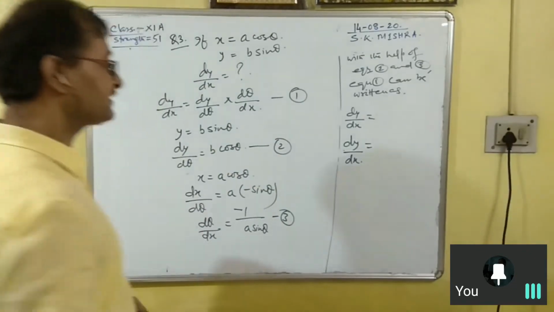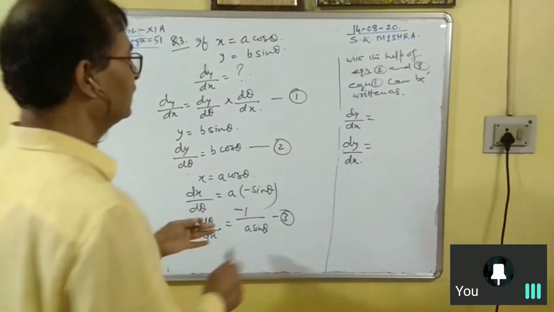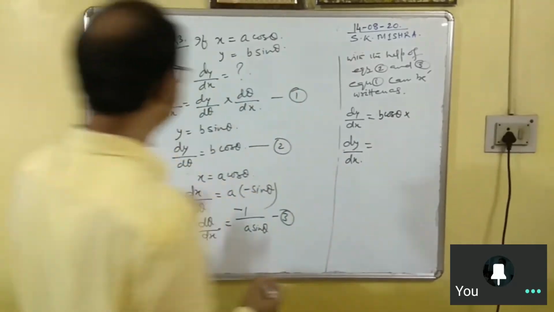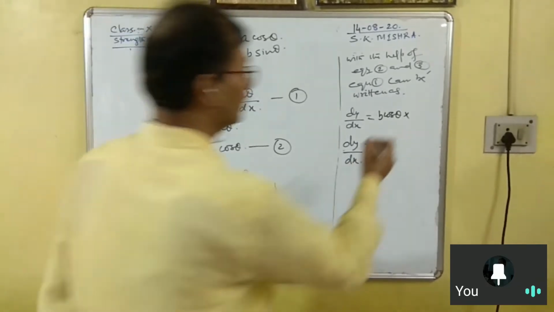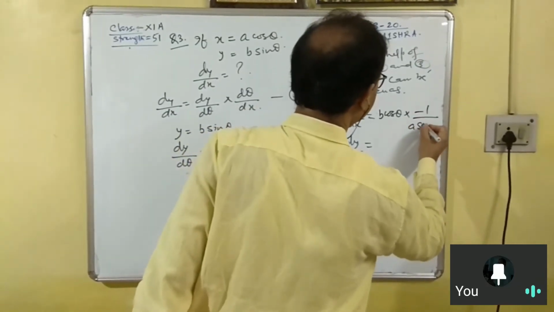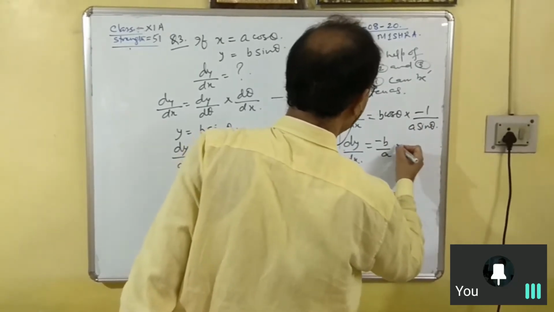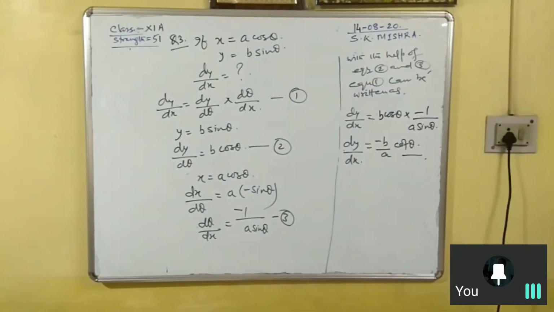Okay. Then what is dy by dx? Using equation 1, dy by d theta. dy by d theta is b cos theta. So let me write b cos theta, and then into d theta by dx. d theta by dx is minus 1 by a sin theta. So this is minus b by a. Cos theta by sin theta is nothing but cot theta. Is the final result. Minus b by a cot theta. Written? Okay? Should I move? Take the snapshot.